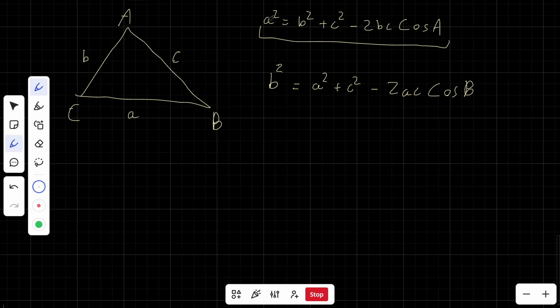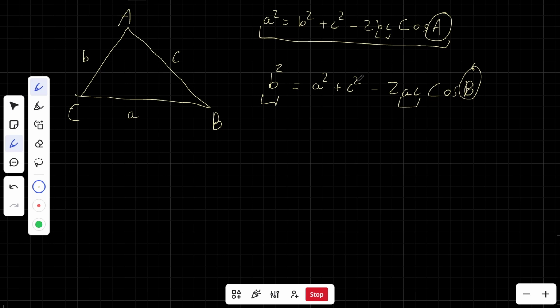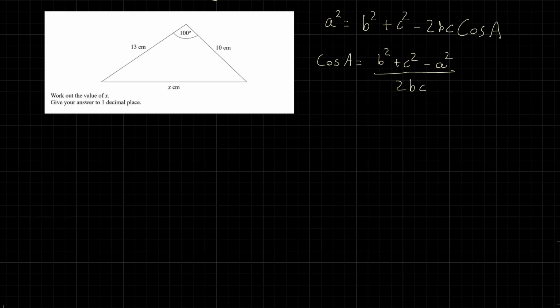So here, A is the subject, so A is not in here, and A is here. Here, B is the subject, and so B is not in here, but B is here. The letters are arbitrary, and so when we're applying these equations, you can do it any way you like. Okay, now we're going to look at a couple of questions. Feel free to pause the video and give these questions a go.